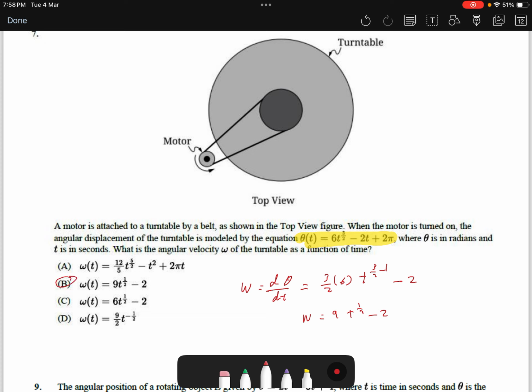I think it's a simple question. It's just a derivative. After deriving and cancelling 6 with 2, the answer here is 3. 3 times 3 is 9, etc.